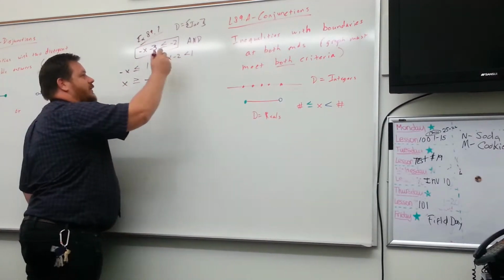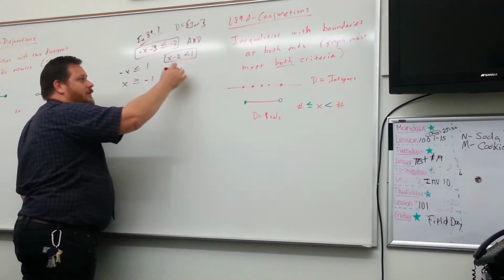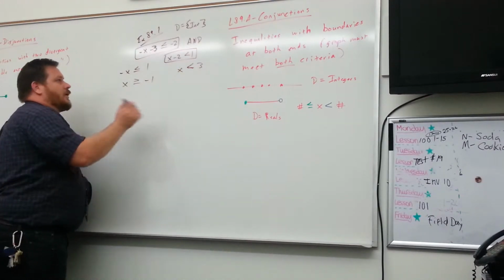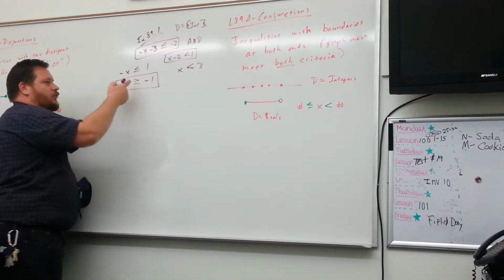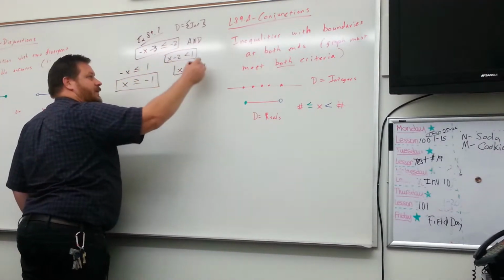Now this one here is going to be a lot easier. What do we do? Add 2. We'll just add 2 to both sides. Nothing majorly complicated there. So we have x must be greater than or equal to -1, and x must be less than 3.